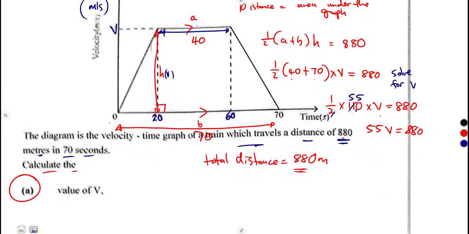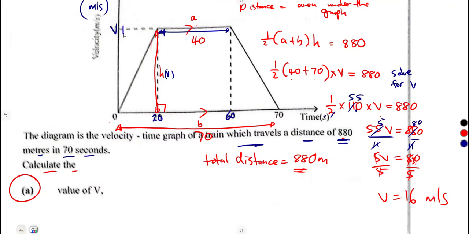So we can simply reduce by 11 here. Let's try 11. That's going to be 5 times 11, that's 80. So 5V is equal to 80, divided by 5 by 5. So V is equal to 16.